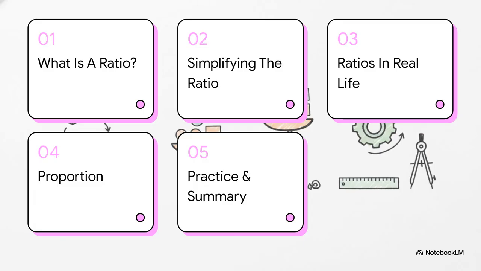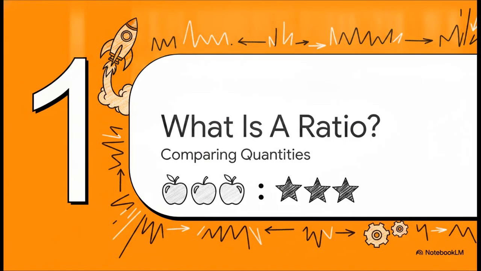Here is our roadmap for today. 1. What exactly is a ratio? 2. Simplifying the ratio. 3. Seeing ratios out in real life. 4. Proportion and cross-multiplication. And 5. A little practice and summary to lock it all in. Let's get moving.